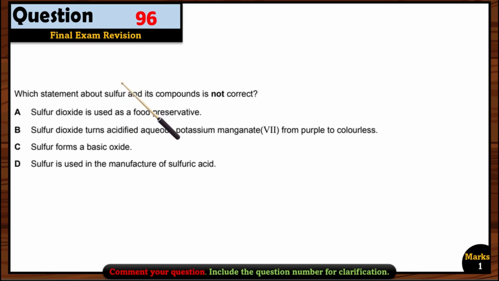Let's see question 96. Which statement about sulfur and its compounds is not correct? Option C, sulfur forms a basic oxide. That's obvious because sulfur is a non-metal, so it will not form a basic oxide. It will always form an acidic oxide. So that's why option C is correct. We don't have to look for other options.